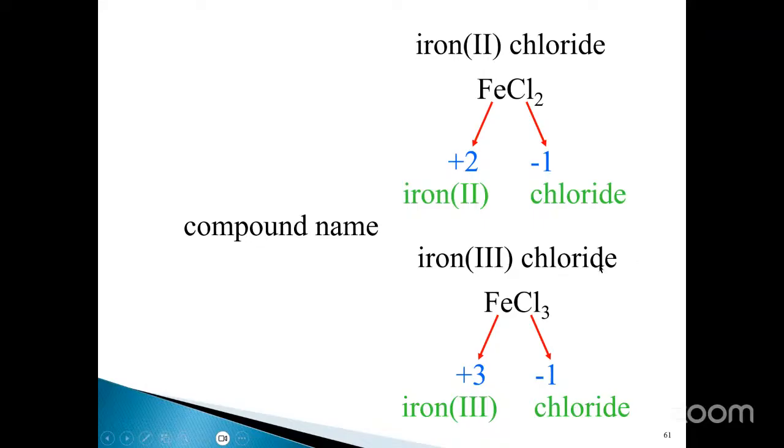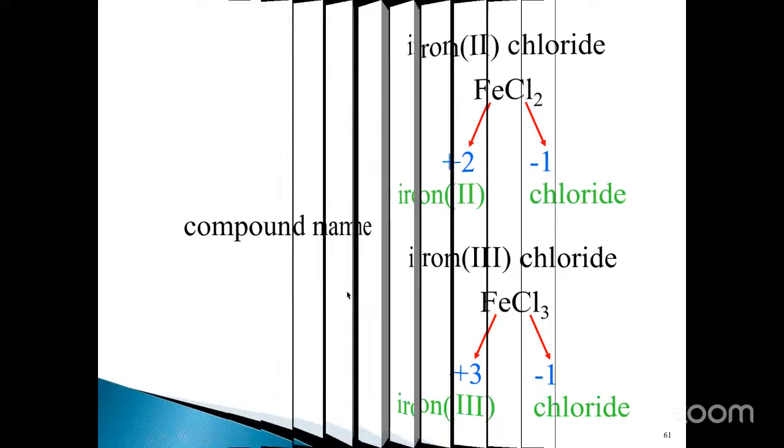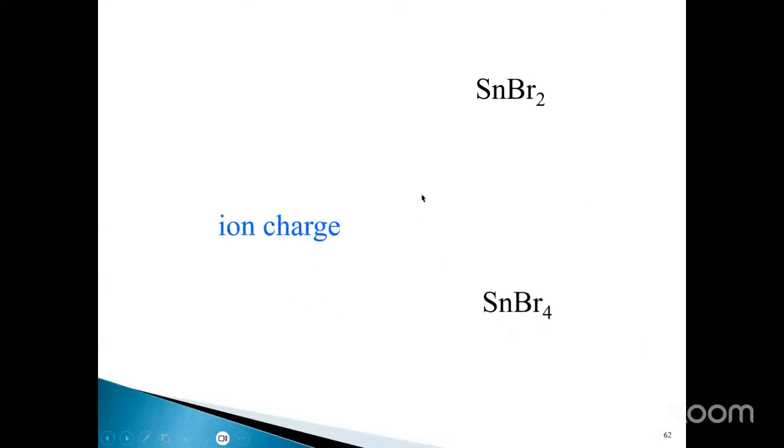Any questions about this? Okay, I think I have another example lined up here. So we have SnBr2 and SnBr4, right? So again, we have to figure out the charge that is carried by tin in each case, right? The bromine in each case carries a -1 charge. So therefore, we can figure out that the charge carried by the tin here would be +2, and the charge carried by the tin in the second compound would be +4, right?